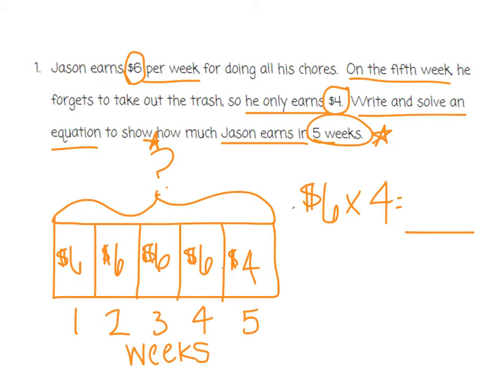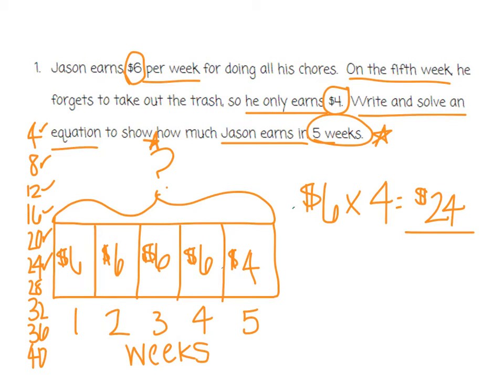So 6 times 4, I remember that there was a song that goes with that. And it goes something like this. 4, 8, 12, 16, and 20, 24, 28, 32, 36, and 40. So now that I have my 4s written down, I'm going to count them 6 times. So 1, 2, 3, 4, 5, 6. So 6 times 4 is 24.